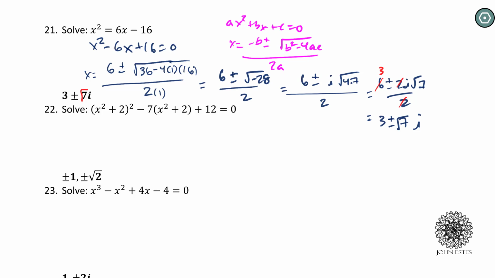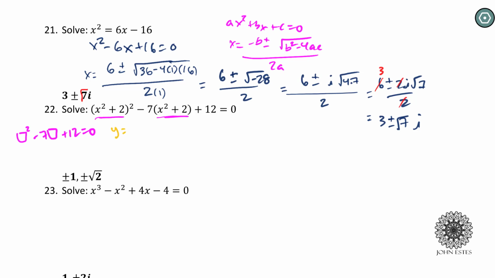Alright, now number 22, we have this weird equation. It says solve this: x squared plus 2, quantity squared, minus, okay, we have some stuff. It looks real complicated, but if you notice, I have something squared minus 7 times that something plus 12. It looks kind of like this: an empty box squared minus 7 times that empty box plus 12 equals 0. That almost looks like a quadratic equation. And so actually we're going to treat it like that in this way.